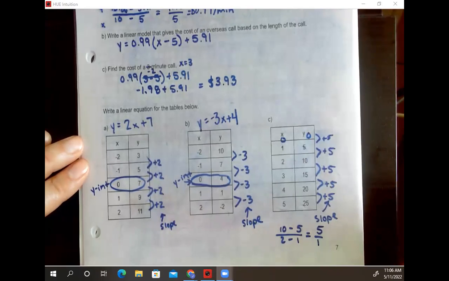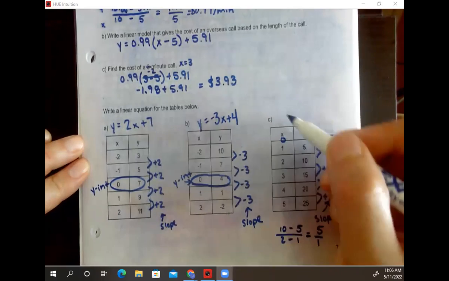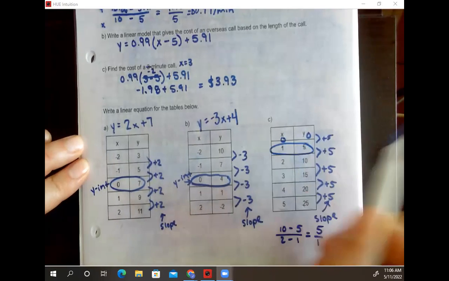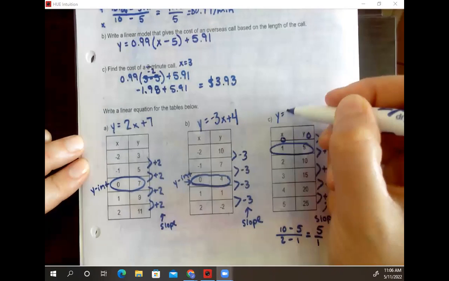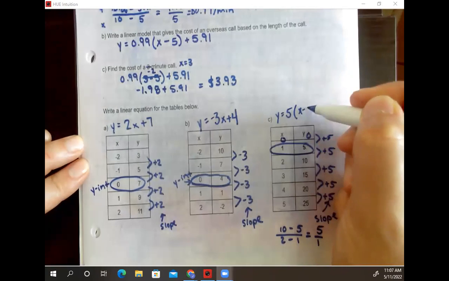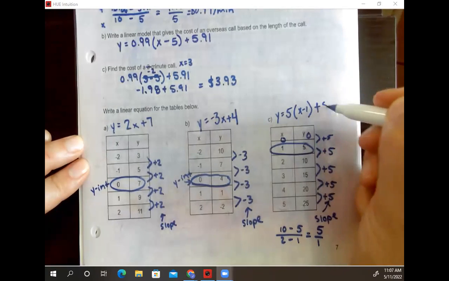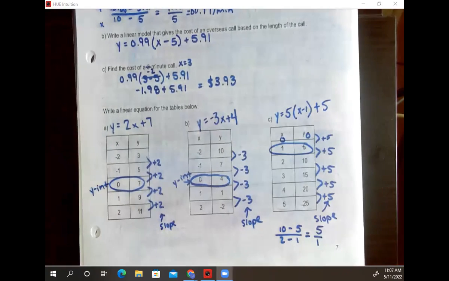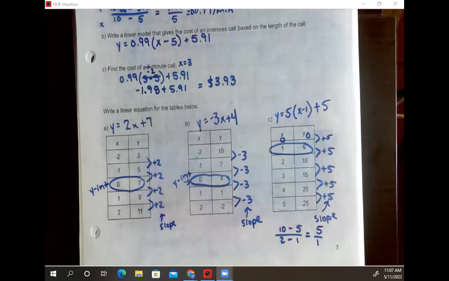The other thing that you could do is just write point slope form. You have a whole bunch of points, so write point slope form. If I write it based on this first point, that would be y equals 5 times x minus 1 plus 5. Point slope form is always okay, unless your directions specifically state otherwise. Here they don't, so point slope form is fine.